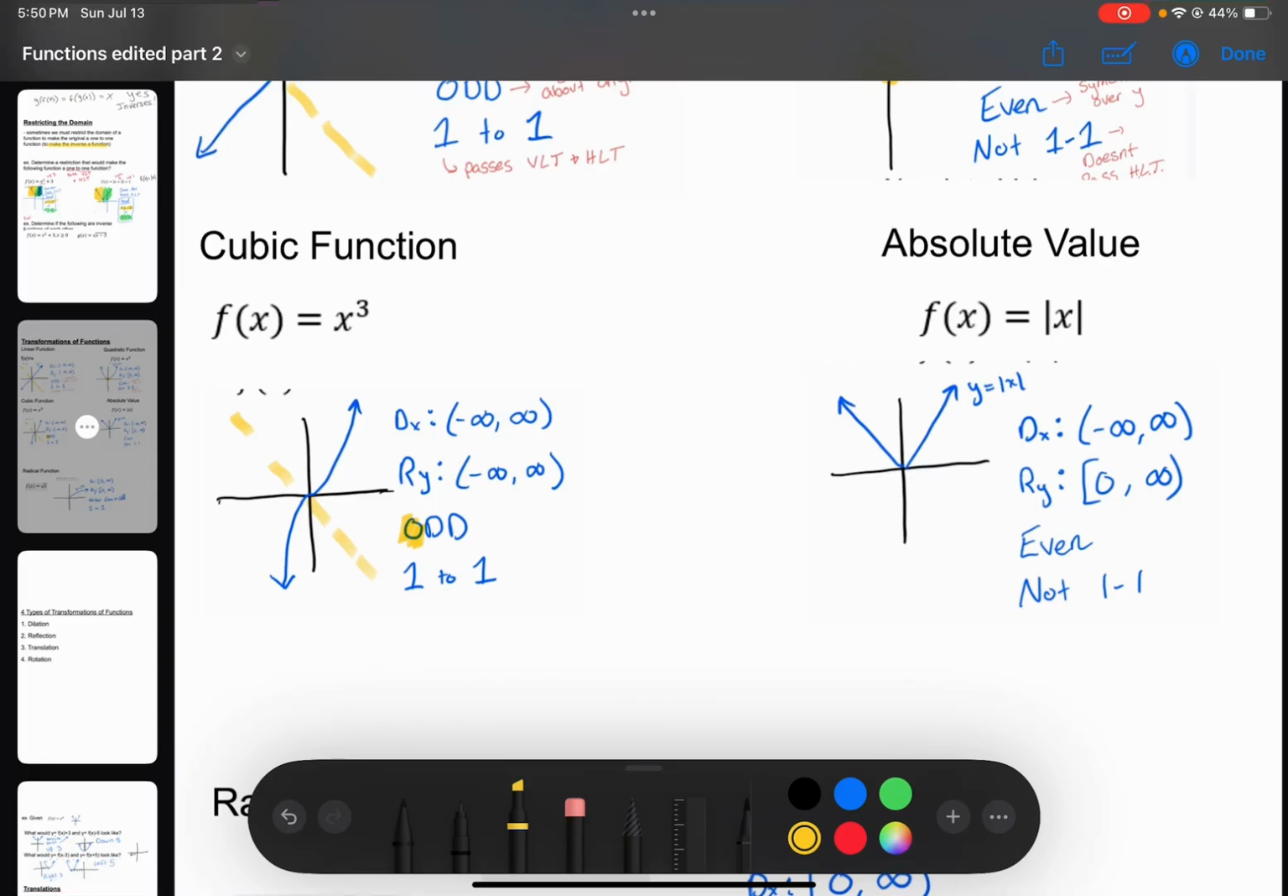We have the absolute value function, which is basically just making any input positive. Looks like a V where its vertex is also over the origin, so the domain is negative infinity to infinity, the range is 0 to infinity. It is even because it is symmetric over the y-axis, and it is not 1-to-1 because it would not pass the horizontal line test.